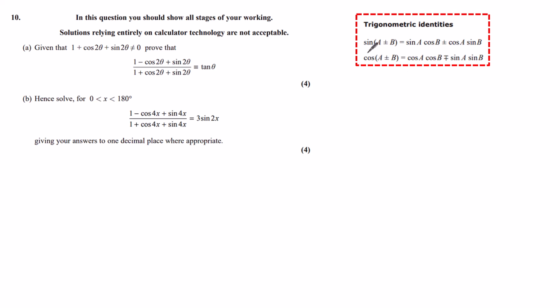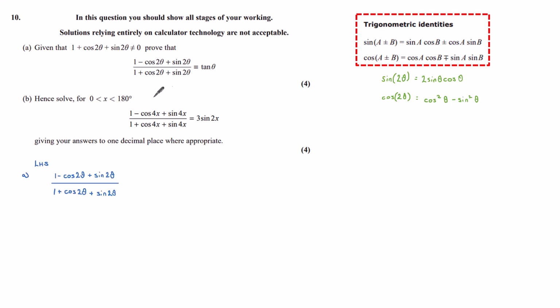So for sine, if A is equal to B, sine of 2A would be 2 lots of sine A cos A, or in our case, theta. So sine 2 theta is 2 sine theta cos theta. I can find cos, again, if B is equal to A, then cos 2A is equal to cos squared A minus sine squared A, or in our case, cos 2 theta is the same as cos squared theta minus sine squared theta.